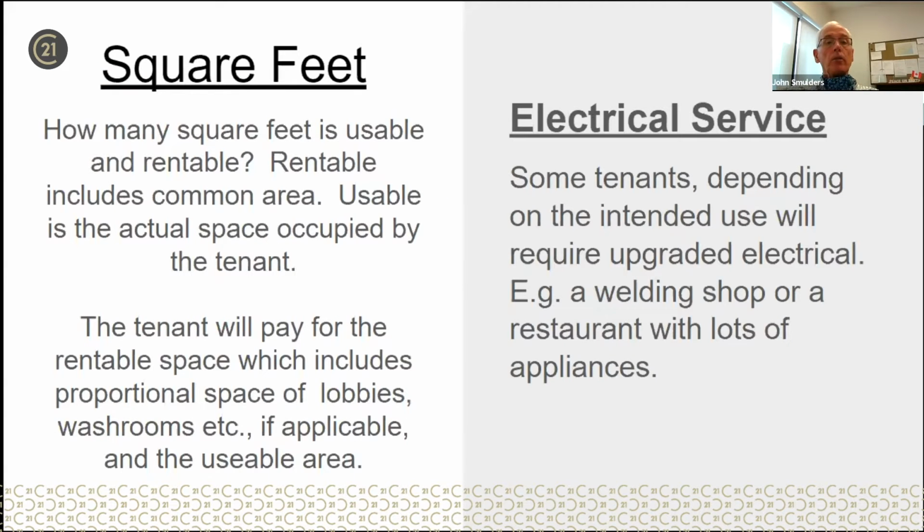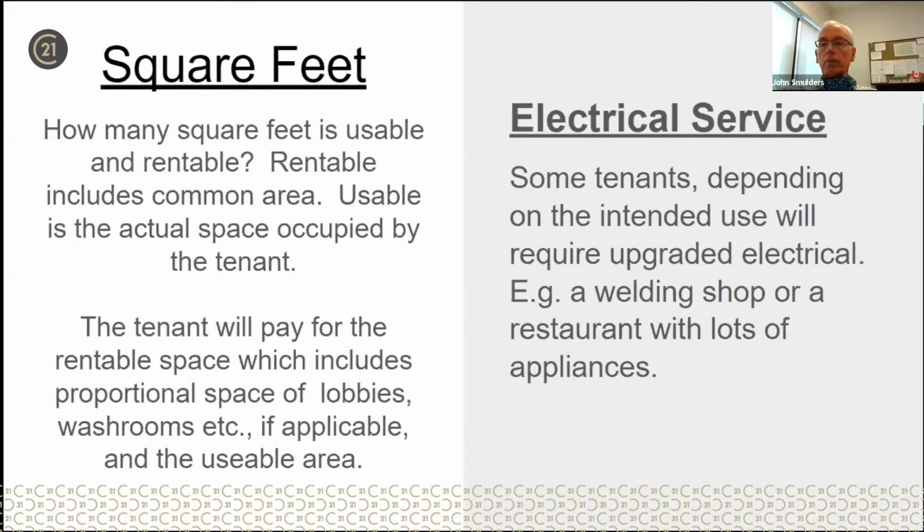So square footage: how many square feet is usable and how many square feet is rentable? Rentable square feet includes a common area. Usable square feet is the actual space occupied by the tenant. The tenant will pay for rentable space, which includes the proportional space of lobbies, washrooms, hallways. Maybe there's some kind of a little lunchroom, who knows, but it's shared space that anybody can use if applicable. And the usable area, of course, is what the tenant will occupy.